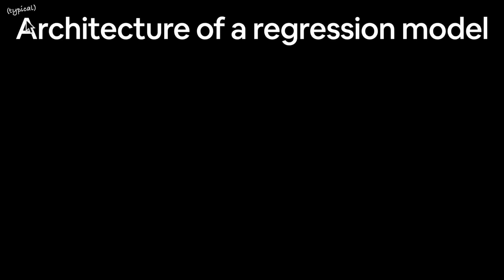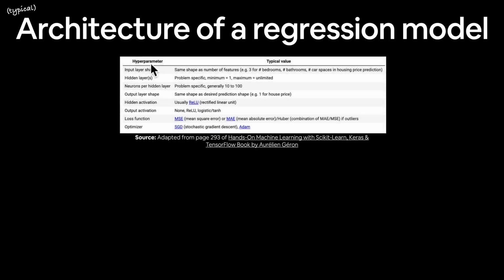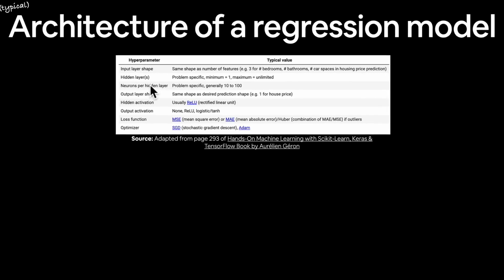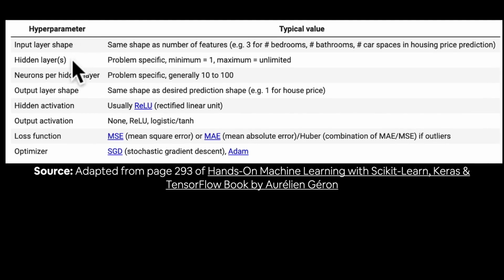So this is what the typical architecture of a regression model in TensorFlow will look like. We have a few hyperparameters here. Remember, a hyperparameter is a setting that you as a data analyst or a machine learning engineer can change. We might have the input layer shape, the hidden layers, the neurons per hidden layer, the output layer shape, the hidden activation (we haven't covered that yet), the output activation, the loss function, and the optimizer. We haven't covered the bottom half of this graph, but that's okay. We're going to get very familiar with it as we write code.